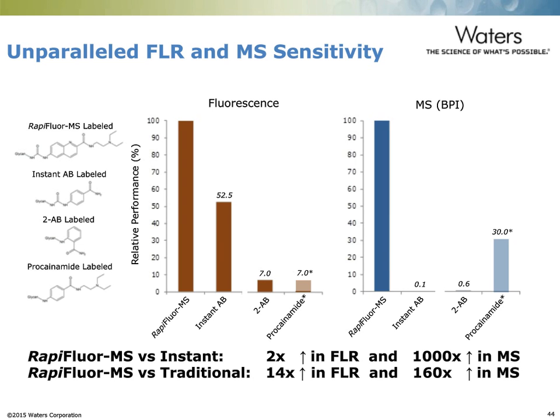We then compare RapiFluor-MS against a more traditional label, which would be 2-AB. We get roughly a 14-fold increase in the fluorescence signal and a 150-fold increase in the MS response. Finally, if we compare RapiFluor-MS against procainamide, again we get a corresponding 14x increase in the fluorescence signal and a 3-fold increase in the MS signal. So compared to all the traditional reagents on the market, RapiFluor-MS offers a benefit both in fluorescence.